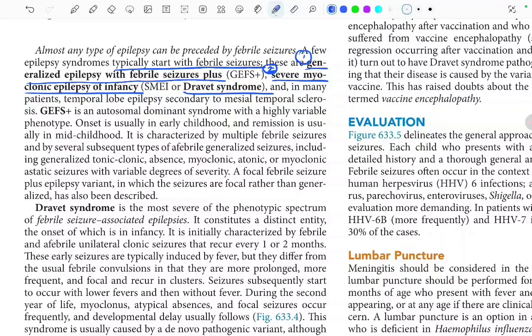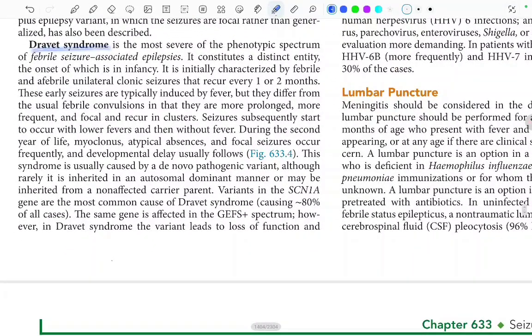This GEFS plus, that is generalized epilepsy with febrile seizures plus, is an autosomal dominant syndrome with a highly variable phenotype. Onset is usually in early childhood and the remission is usually in mid-childhood. It is characterized by multiple febrile seizures and by severe subsequent types of afebrile generalized seizures, including generalized tonic-clonic, absence, myoclonic, atonic, or myoclonic astatic seizures with a variable degree of severity. A focal febrile seizure plus epilepsy variant in which the seizures are focal rather than generalized has also been described. Dravet syndrome is the most severe type of the phenotypic spectrum of the febrile seizure associated epilepsies.